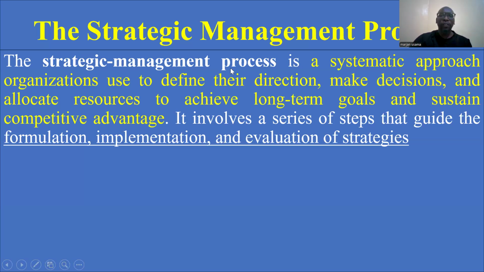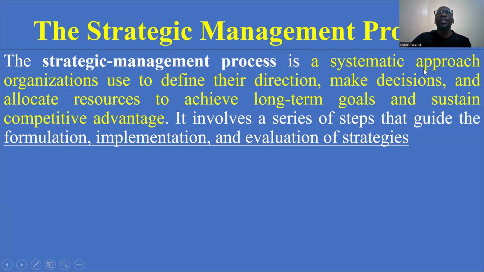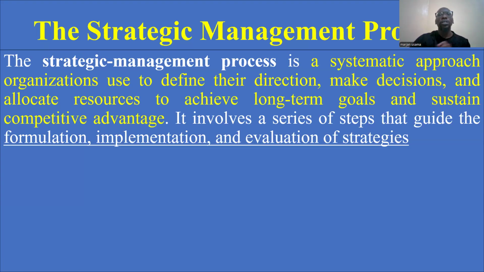So number one, before we even start, what is this strategic management process as we defined in our last lesson? So the strategic management process is a systematic approach. Systematic because there is step one, formulation, step two, implementation, step three, evaluation. So systematic means khatawat, marahil. So it is a systematic approach organization use to define their direction. Defining their direction is to develop the vision and mission. This is the direction. So to develop their direction, then also make decisions and allocate resources to achieve long-term goals, which are the vision, and sustain competitive advantage, which is the mizat tanafusia.